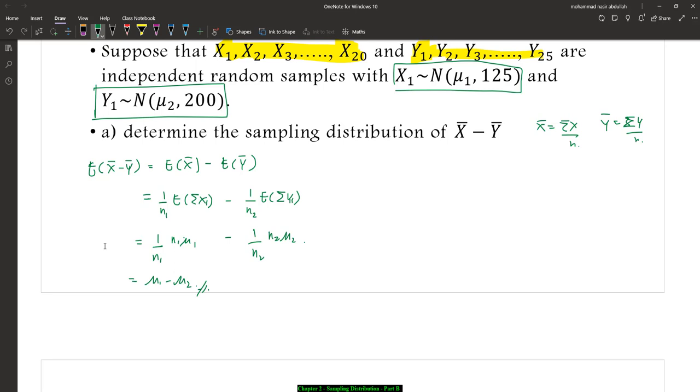Right. So the second part is the variance of x bar minus y bar. This one should be variance of x bar plus variance of y bar. So this one should be 1 over n1 squared times n1 times 125.